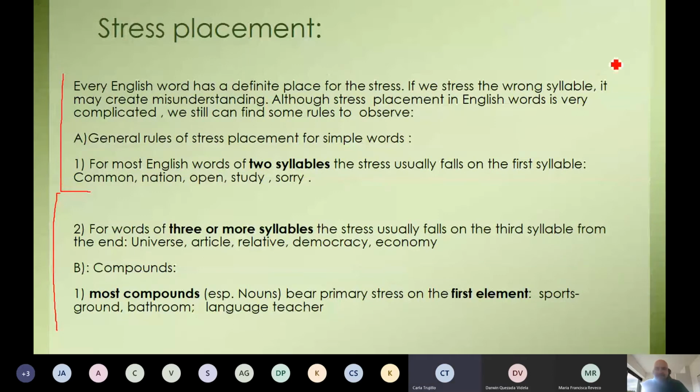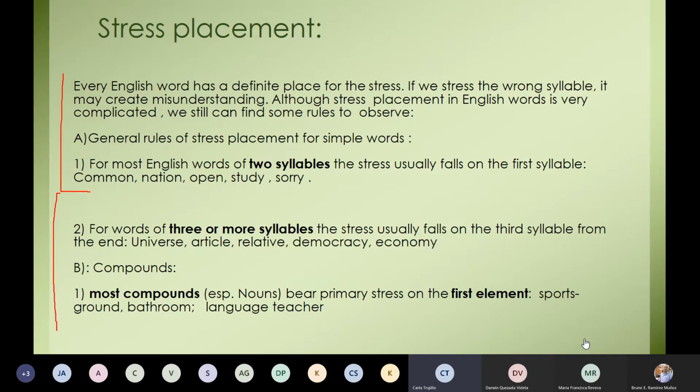Okay. Every English word has a definite place for the stress. If we stress the wrong syllable, it may create a misunderstanding. Although stress placement in English words is very complicated, we still can find some rules to observe. General rules of stress placement for simple words.